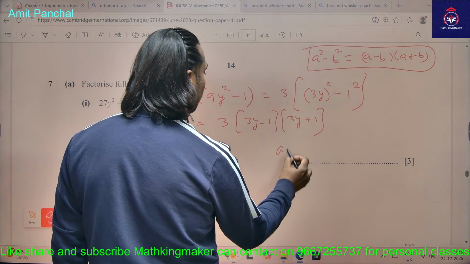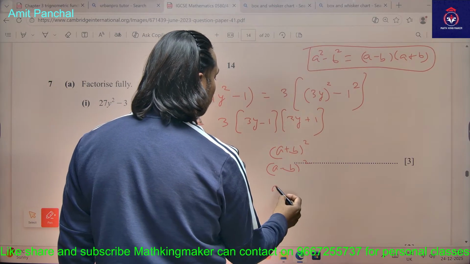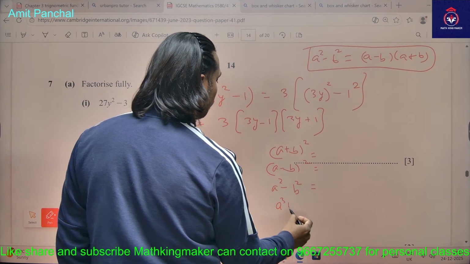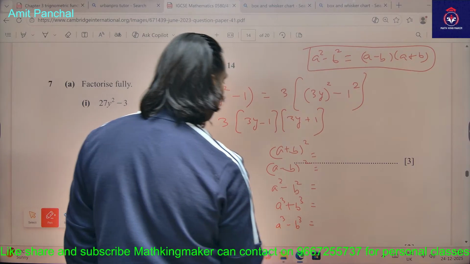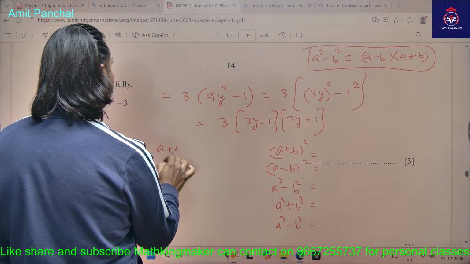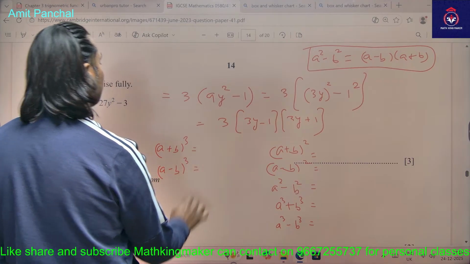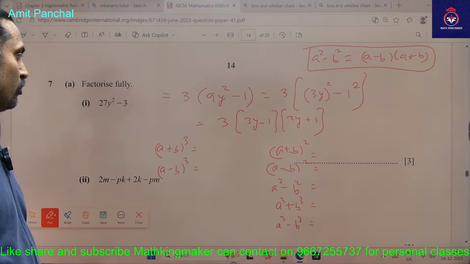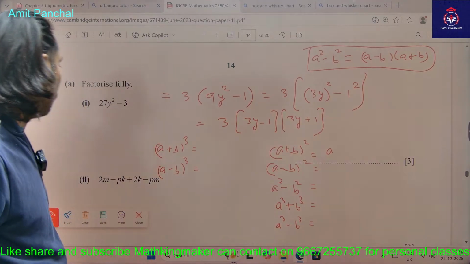There are some formulae like a plus b whole squared, a minus b whole squared, a squared minus b squared, a cubed plus b cubed, a cubed minus b cubed. I don't think cubes are going to come in the exam, but these are some basic formulae. Should I write it? No, you don't need to. I'll find it.